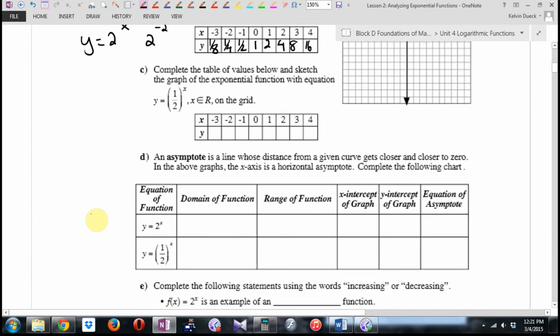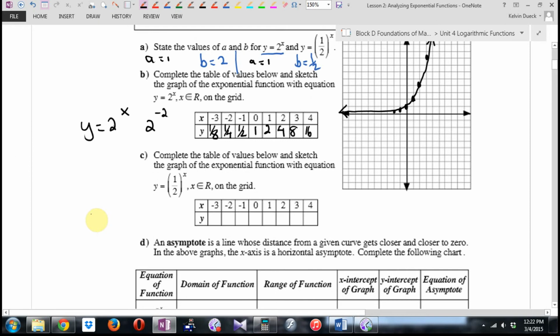We'll do part D for a second. We can fill in some of this already. You guys have the graph in front of you. What's the domain? How far left does this graph go? How far right does this graph go? As far as possible. All real numbers. What's my domain? All reals, because it goes to negative infinity, positive infinity. See it? That's why I put arrows on either end. Domain is how far left, right?